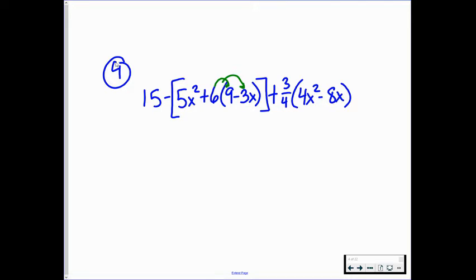by distributing that 6 through, which gives us 15 minus bracket 5x squared. 6 times 9 is 54.